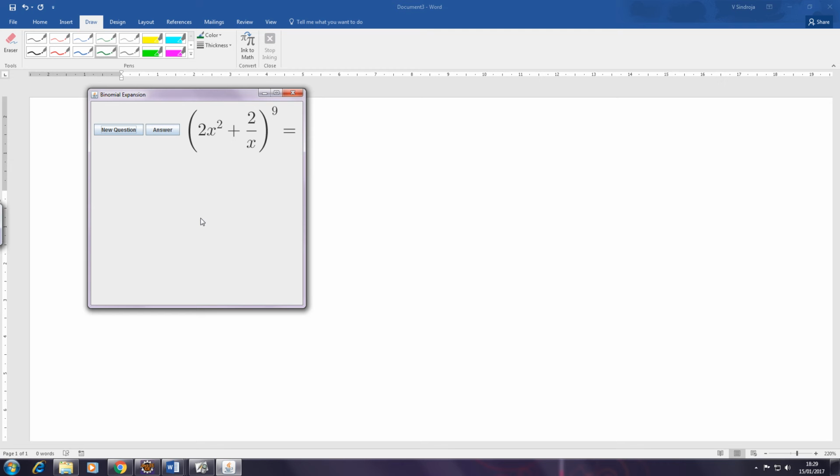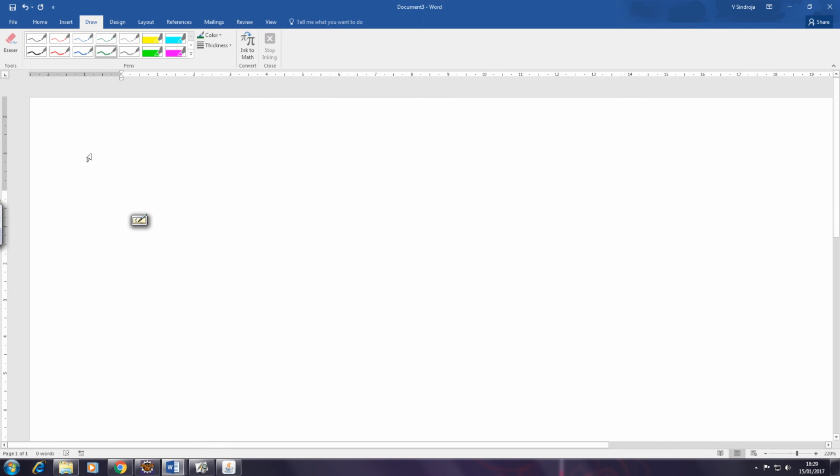There's typically always a question on finding the constant term. So for example, here's a question where we've got 2x squared plus 2 over x to the power of 9, and we're going to find the constant term, and then in a minute I'll click the answer and we'll see what the constant term is and what its value is, and we have to make use of the calculator. So first of all, I'm going to copy the question.